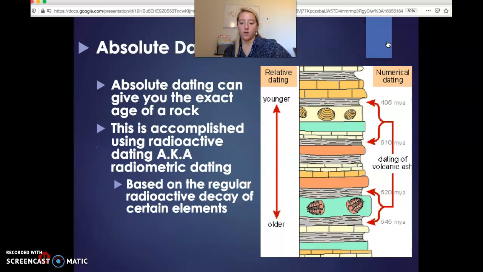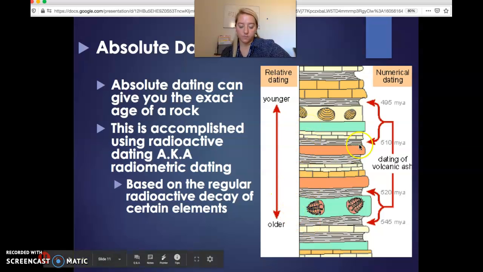Here's how it works. Absolute dating can give you the exact age of the rock. This is accomplished using radioactive dating, aka radiometric dating, and this is based on the regular decay of certain elements. If you're looking at our graph, if we were relatively dating, I could tell you that this layer is older than all the layers above it, or that this layer is younger than all the layers below it.